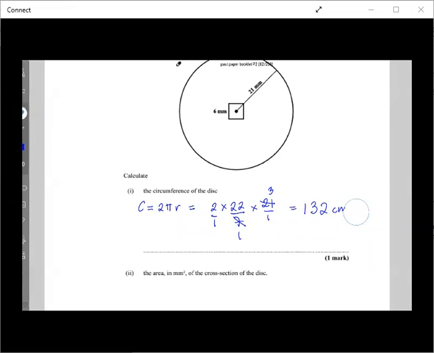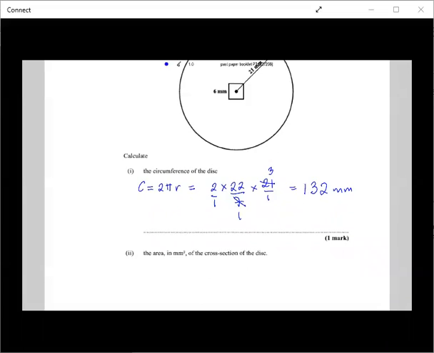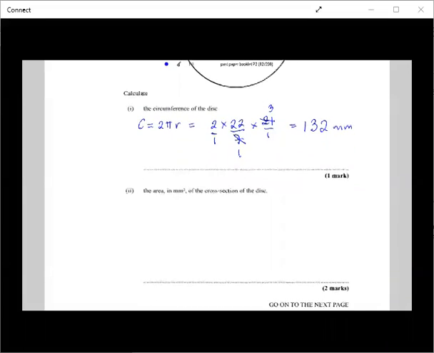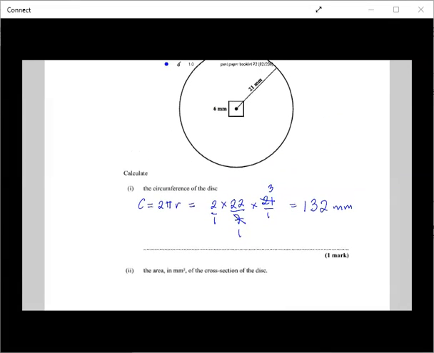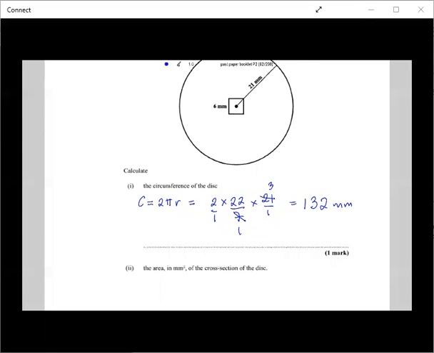All right, so 132 millimeters. It says we're to calculate the area in millimeters square of the cross-section of the disc. So the cross-section is a circle, but there's a square hole. So if you're going to calculate the area of the cross-section, it's going to be the area of the circle minus the area of the square.